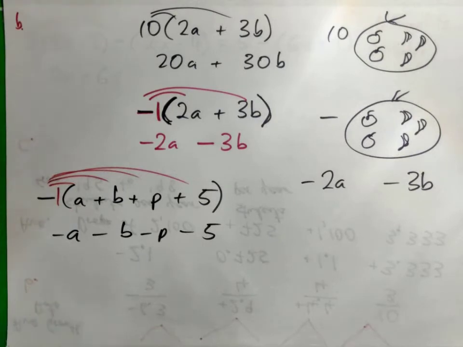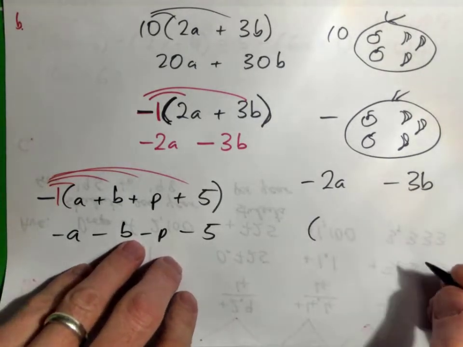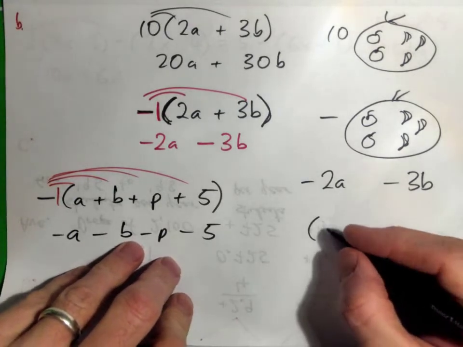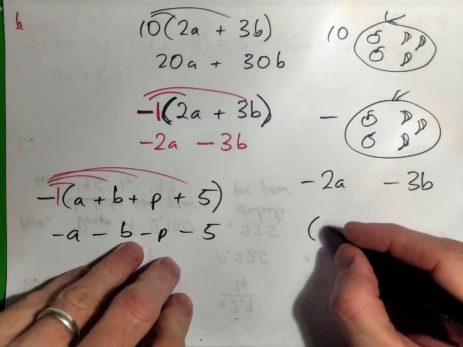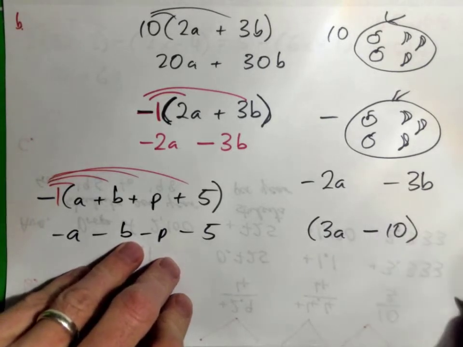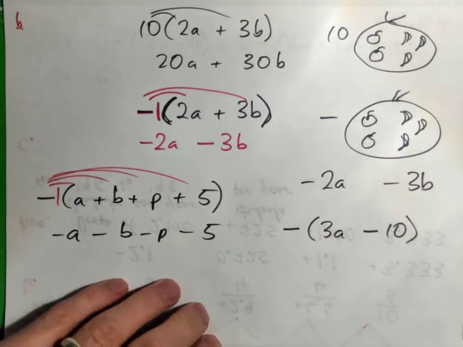Now, it gets more annoying, though, when you have a negative inside there. Like, let's say inside there's, I don't know, 3 apples minus $10, right? So that's 3 apples and a debt of $10. And take that away.